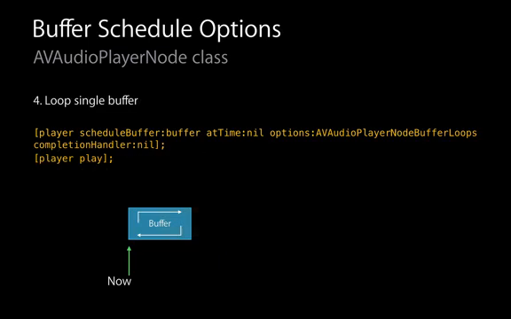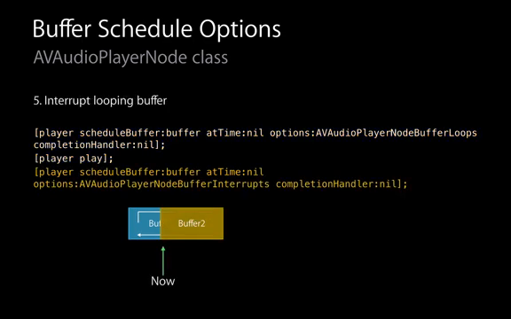Let's now look at the different variants with a looping buffer. Like I said earlier, if I have a buffer that's to be played in a looped fashion, like a sound effect, for instance, I can load the data in that buffer and schedule that buffer with the AVAudioPlayerNodeBufferLoops option. When I call play on the player, that buffer starts to play in a looped fashion. If I want to interrupt a looping buffer, it's the same option as what we've seen before. I have to schedule a new buffer with the AVAudioPlayerNodeBufferInterrupts option. So essentially, it's the same option for when you want to interrupt a regular buffer or a looping buffer.